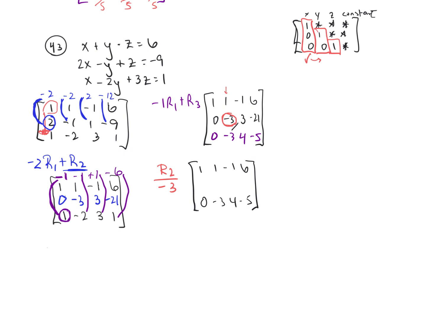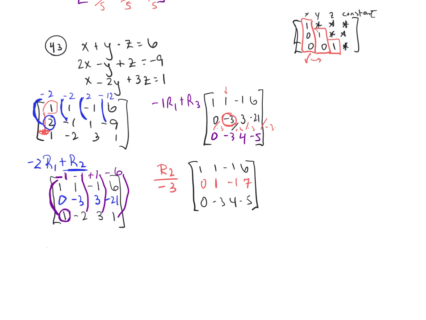I'm going to divide everything by negative 3. 0 divided by negative 3 is 0. Negative 3 divided by negative 3 is positive 1. Positive 3 divided by negative 3 is negative 1. Negative 21 divided by negative 3 is positive 7. So we're getting there. I'm almost done with row 2.